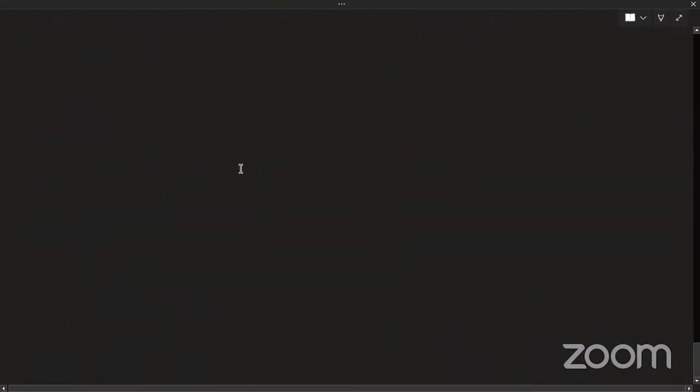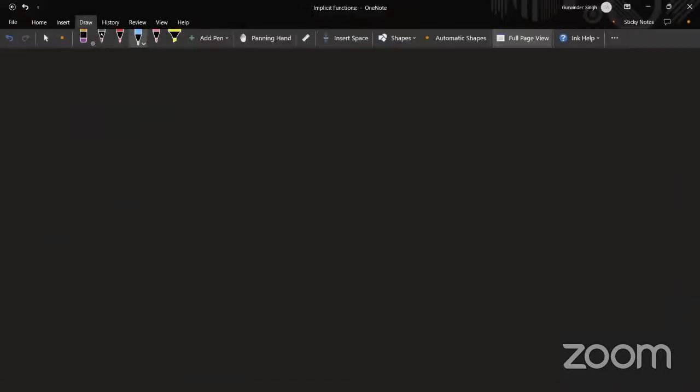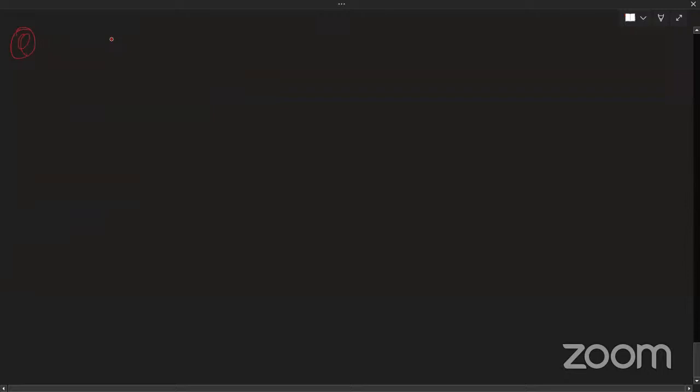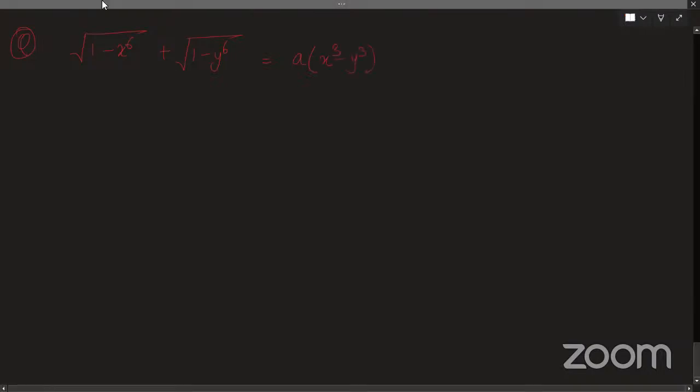Great. Let us do one last question before going. So you have got square root of 1 minus x raised to 6 plus square root of 1 minus y raised to 6 is equal to a, where a is any constant, into x cube minus y cube. And it is asking you what is the value of dy by dx. How would you do it?